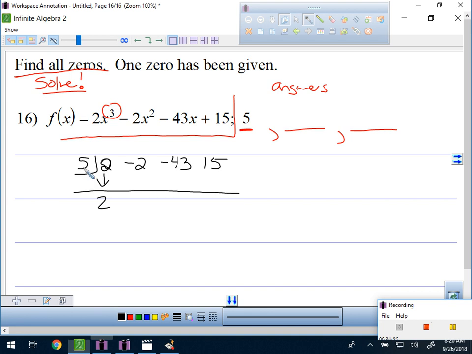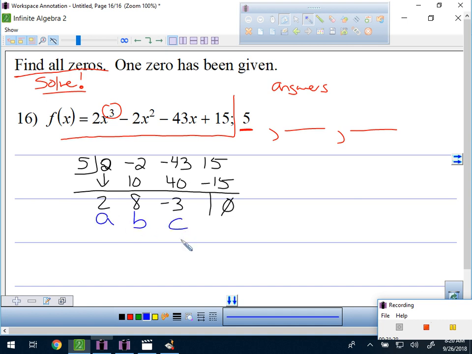So this would be 2, 5 times 2 is 10, negative 2 plus 10 is 8, 8 times 5 is 40, negative 43 and 40 is negative 3, negative 3 times 5 is negative 15. It should not surprise you that my remainder is 0, because if I tell you that 5 is one of my answers, well, dang it, 0 should be my remainder. Now the question that remains is, well, how do I get my other 2 answers?